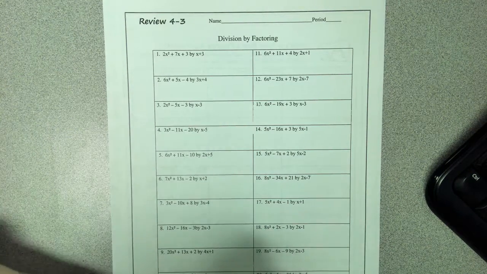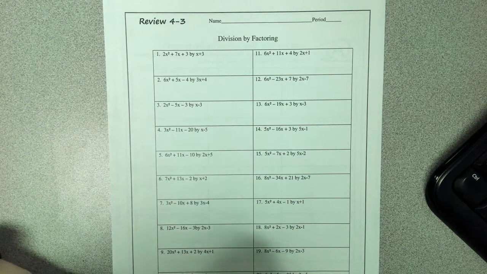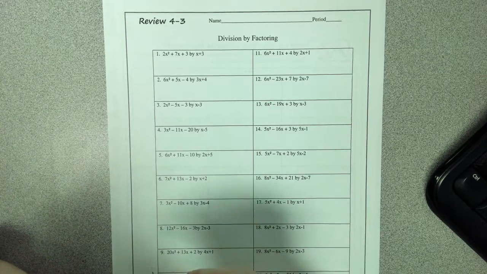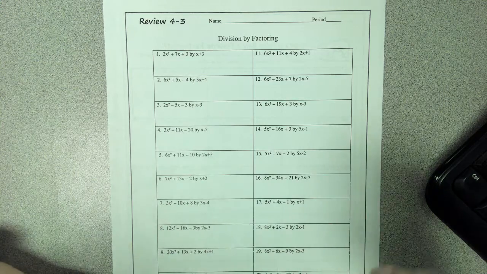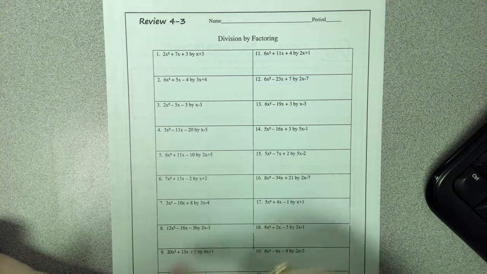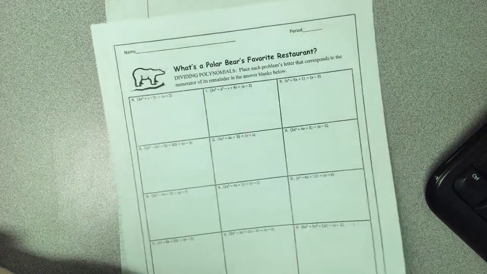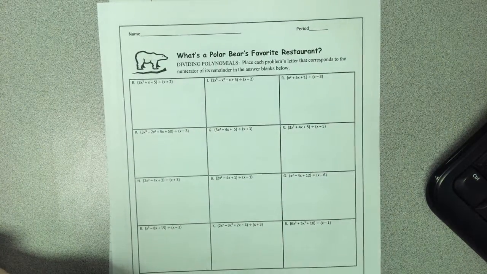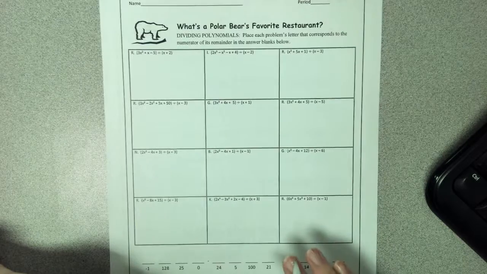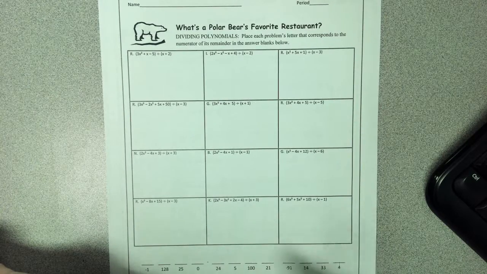Alright guys, so this is the review 4-3 for the test that you'll have on Friday, February 17th. On the review, there's two parts. There's this division by factoring, and then there's this side where it's asking you a different question. And in order to do this one, you have to divide it using lines.